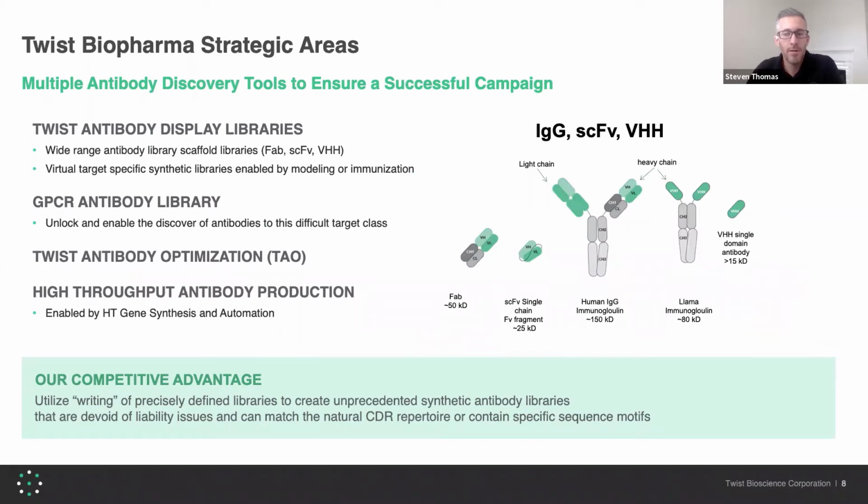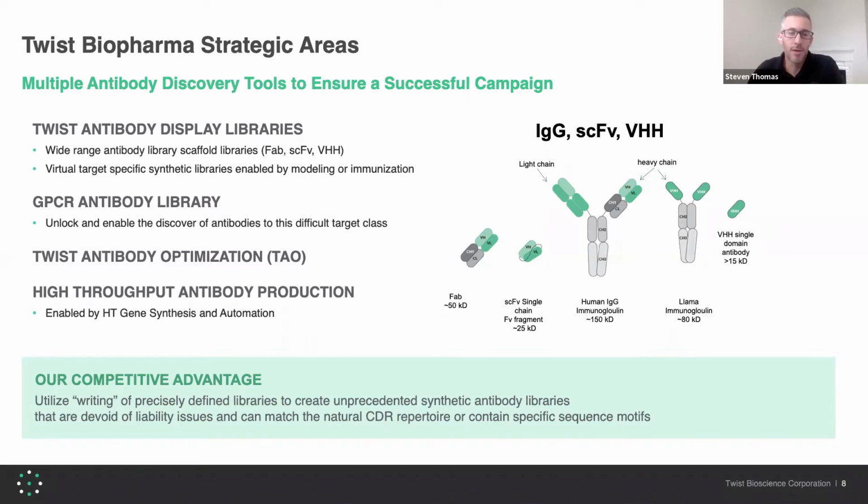So on the whole, here are the key strategic areas for Twist Biopharma. As we'll get into in great detail, we've built out a wide array of custom antibody display libraries. These are built on all the typical antibody library scaffolds that you would want to see. So Fab, scFv, VHH libraries are all available with either tailored or naive diversity. We've built out libraries, as I mentioned, that are either naive, or that have diversity that's tailored towards specific target types.